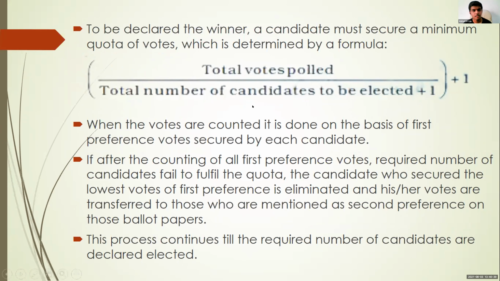To put it a bit more plainly, this formula is used for determining the one who wins. A person who wants to win the Rajya Sabha elections should get the total votes polled divided by the total number of candidates to be elected plus one, and then plus one again.